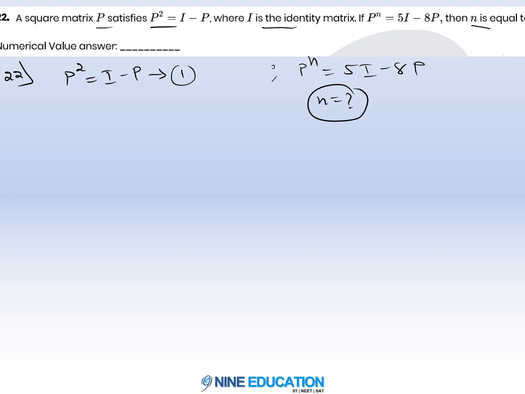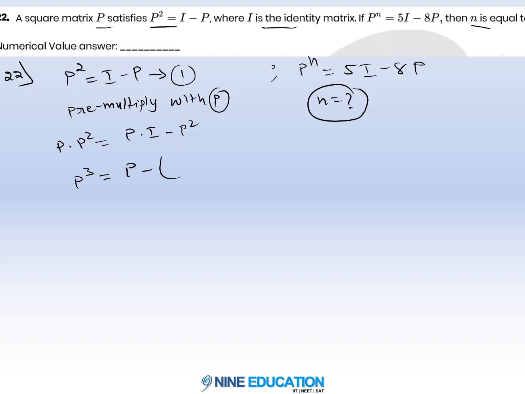PQ. So multiply with P on both sides here. So pre-multiply, and post-multiply. So pre-multiply with P on both sides. You get P into P square equals to P into I minus P square. So P into P square is P cube. P cube is P minus P square.